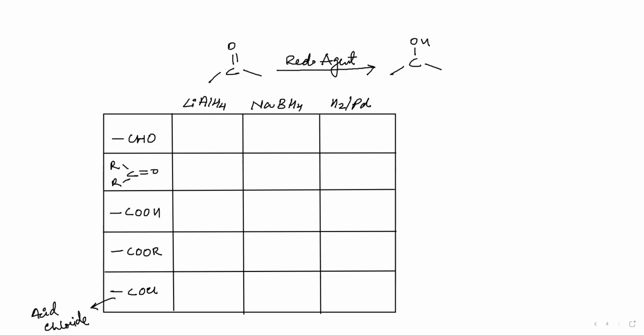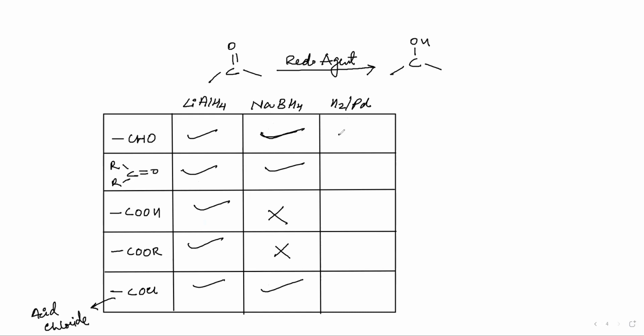Now, what are the reactions that they give? In the presence of LiAlH4, aldehyde will give, ketone will give. Acid, yes, acid will also give in the presence of LiAlH4. COOR, will this give in the presence of LiAlH4? Yes, it will give. And RCOCl, yes, it will give. What about sodium borohydride? It will only give with aldehydes and ketones, not with acid, not with esters, but it will give with acid chloride.